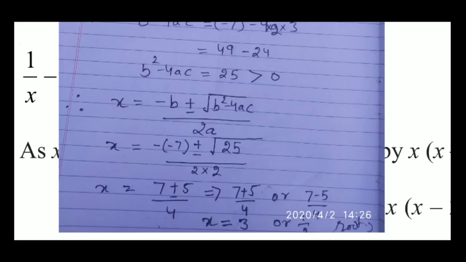Then the square root of 25 is equal to 5, and the value of x is 7 plus minus 5 upon 4. After this we will get two values of x, one for the positive case and the other for the negative case. For the positive case, the value of x is 3, and for the negative case the value of x is 1 by 2, which are our required solutions of the quadratic equation.